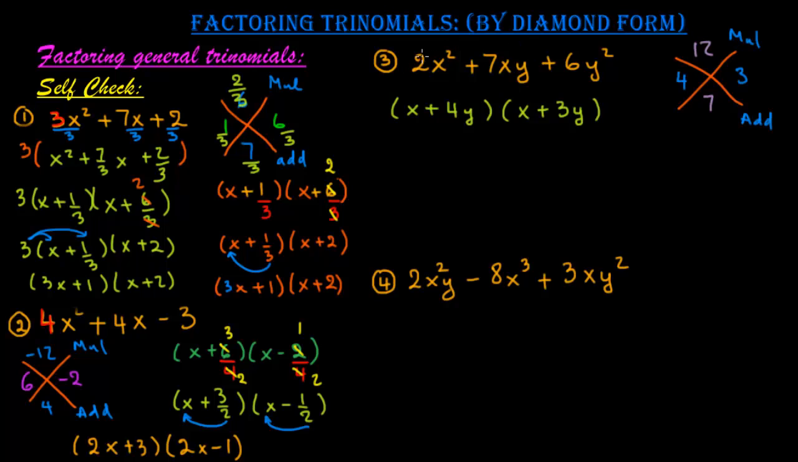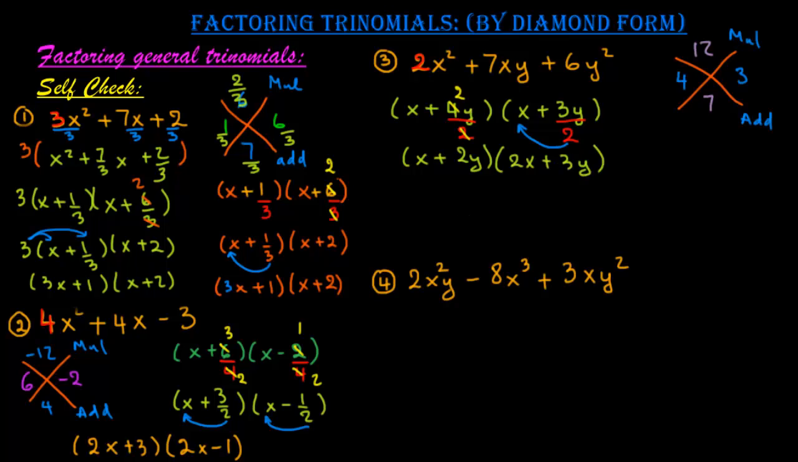And the next step is to divide by the leading coefficient. So the leading coefficient is 2, and we divide by 2 on both sides. So 4 divided by 2 is 2. So the first group is x plus 2y. The second group has 3y over 2, so we can move the 2 forward, which gives me 2x plus 3y. And that's the final answer for problem 3.